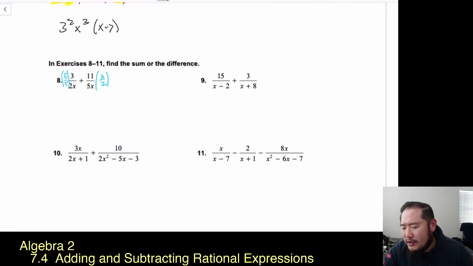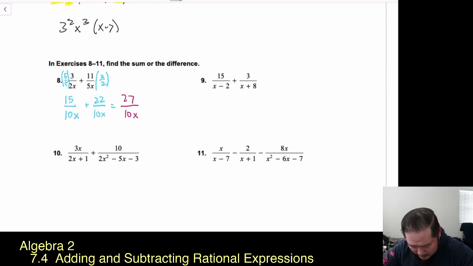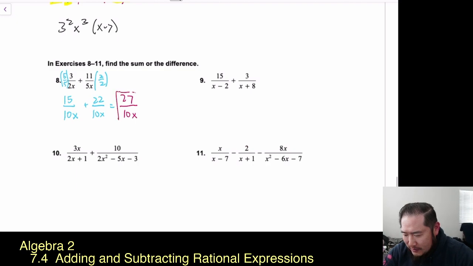Okay, so remember, after we do this, we go ahead and multiply. 5 times 3 is 15. My denominator is 10x. 11 times 2 is 22 over 10x. So now that we have common denominators, we can add things together. This simplifies down to 10x, and then we've got 15 plus 22, which is 37. If you can reduce or simplify things, you do so. But if not, we can leave it as is. And 37 over 10x is your answer.